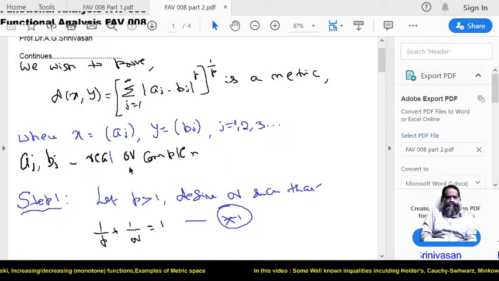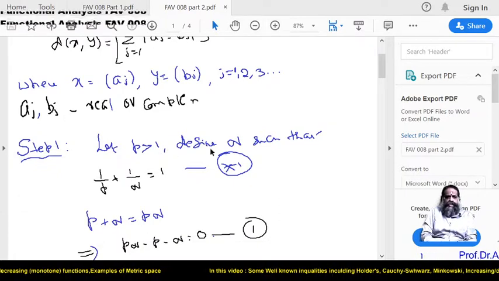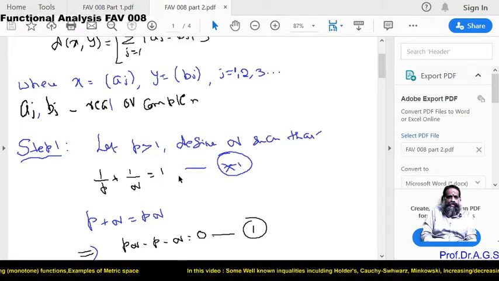We have 3 steps to prove it. Step 1: suppose p is greater than 1, define q such that 1 by p plus 1 by q is equal to 1.